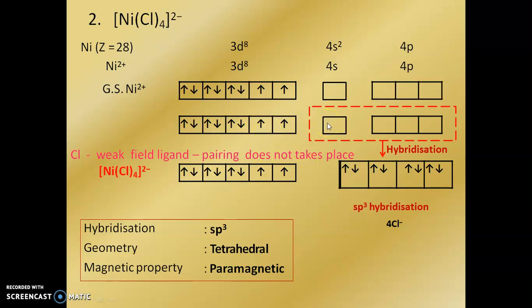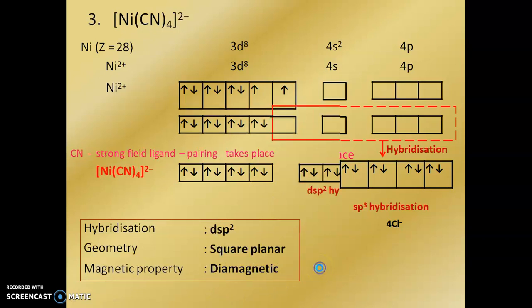So the four hybrid empty orbitals of nickel are one 4s and three 4p. These one s and three p hybrid orbitals overlap with the 4 Cl- ions, and they form sp3 hybridization. In that, two unpaired electrons are present, hence this complex is paramagnetic, and it shows tetrahedral geometry with sp3 hybridization.